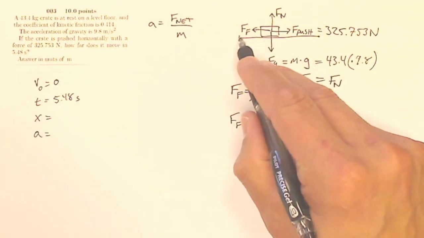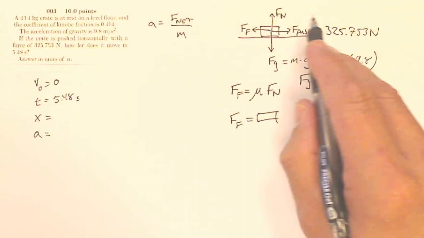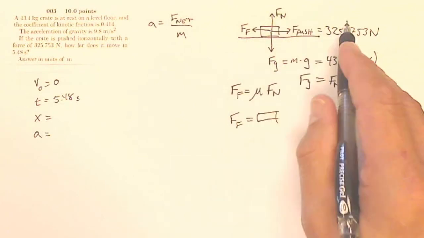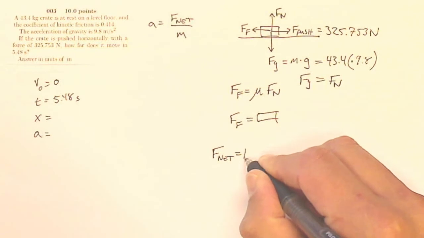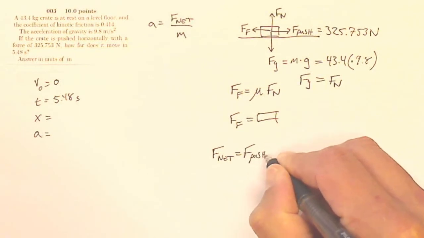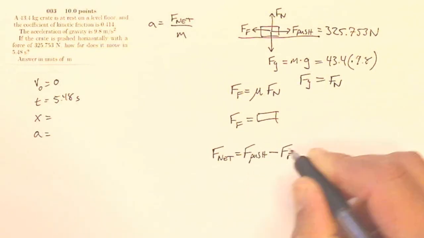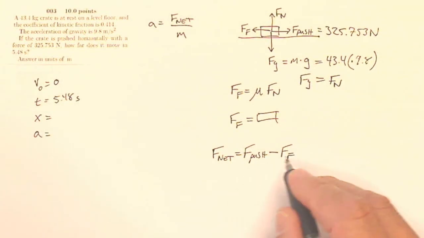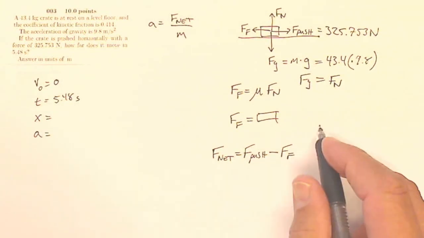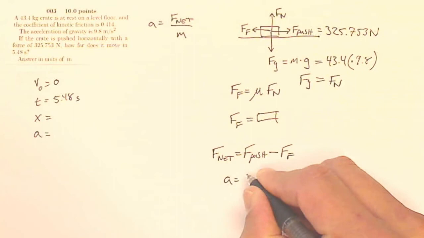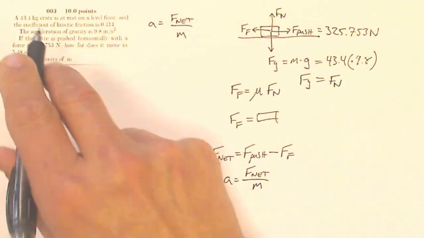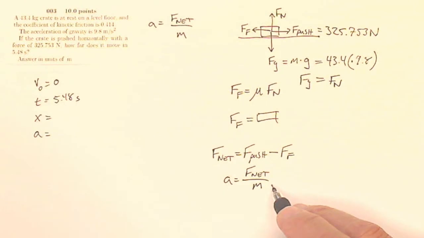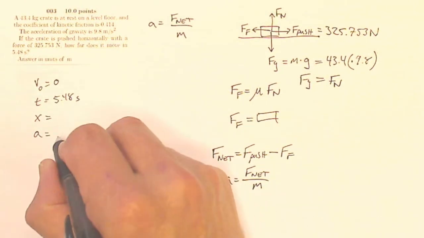Well, my force of friction is to the left, and my push is to the right. The difference between those two is going to be my net force. So my net force is going to be my F push minus my force of friction, because one is one way, one is the other way. So I'm going to figure out the magnitude of my net force. And then my acceleration is going to be my net force divided by my mass, and my mass is 43.4 kilograms. So now I know my acceleration, and my acceleration gets plugged in here.